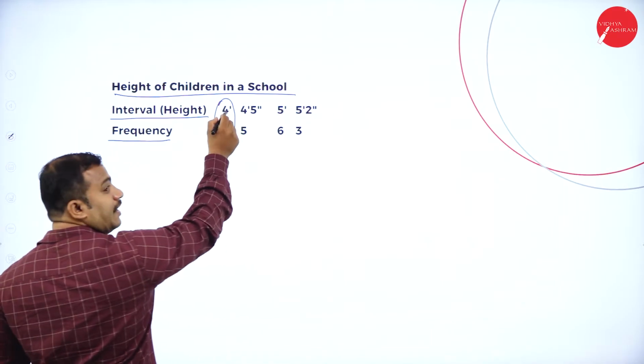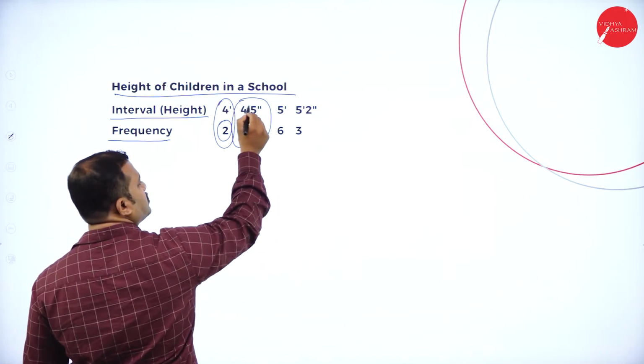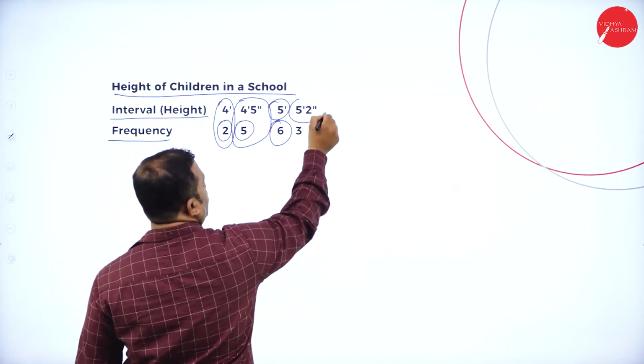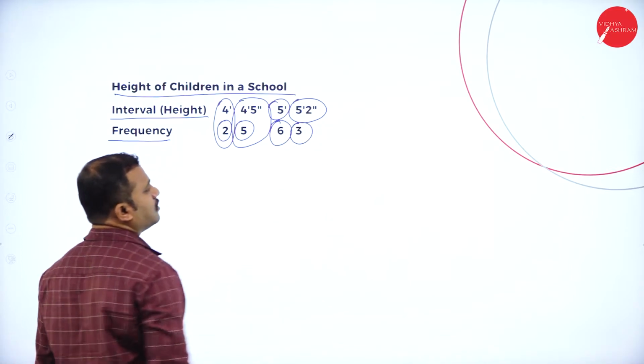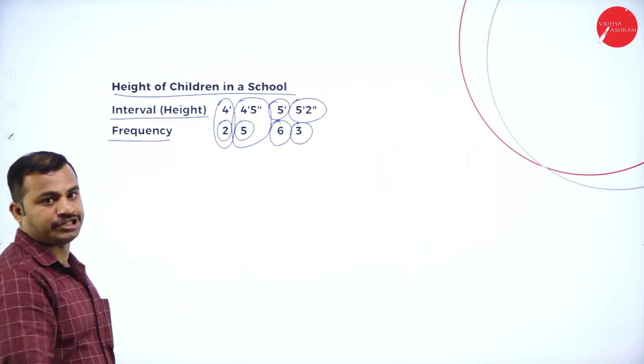At a height of 4 feet, we have 2 children. At a height of 4 feet 5 inches, we have 5 children. At 5 feet, we have 6 children. At 5 feet 2 inches, we have 3 children. So this is the given data we have collected from the observation.